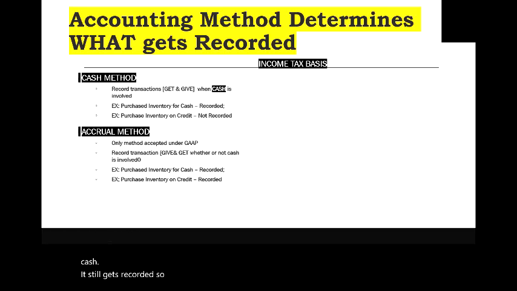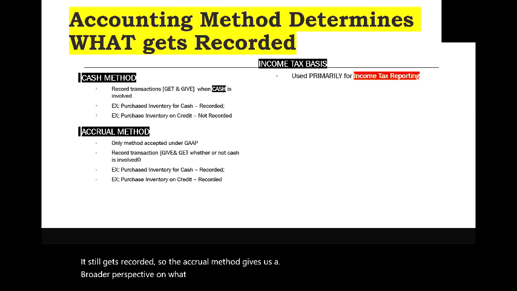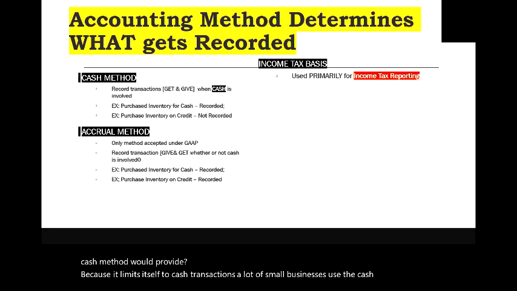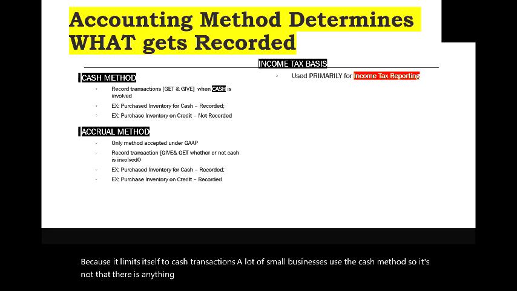So the accrual method gives us a broader perspective on what is going on in the business compared to the narrow view that the cash method would provide, because it limits itself to cash transactions. A lot of small businesses use the cash method, so it's not that there is anything wrong with it. It is simply that it's inherently limited in terms of what it records as opposed to what it should record.